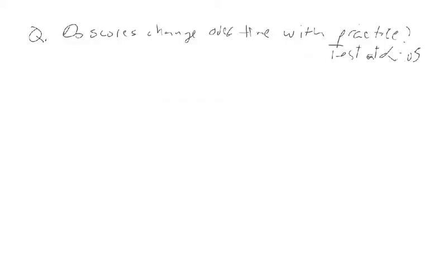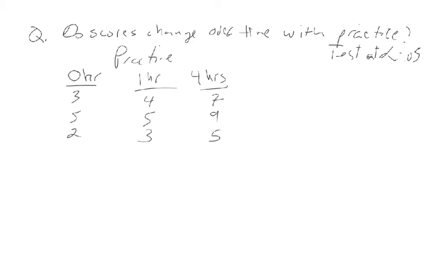So we can have the same kind of questions that we've had with other tests. So do the scores change over time with practice? So our independent variable is practice, maybe the hours of practice, 1 hour, 2 hours, 3 hours, and scores is our dependent measure. So here I've got some data. The independent variable is practice, and I have chosen the levels of 0 hours, meaning essentially they have not had any practice, and 1 hour and 4 hours.